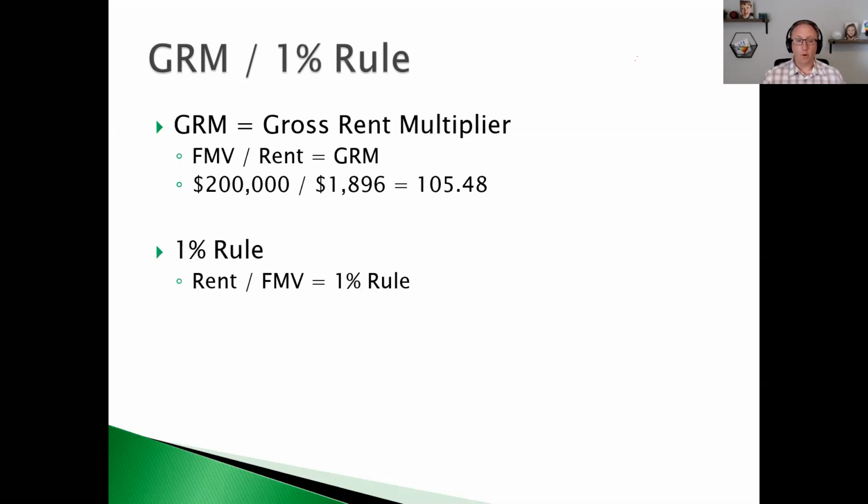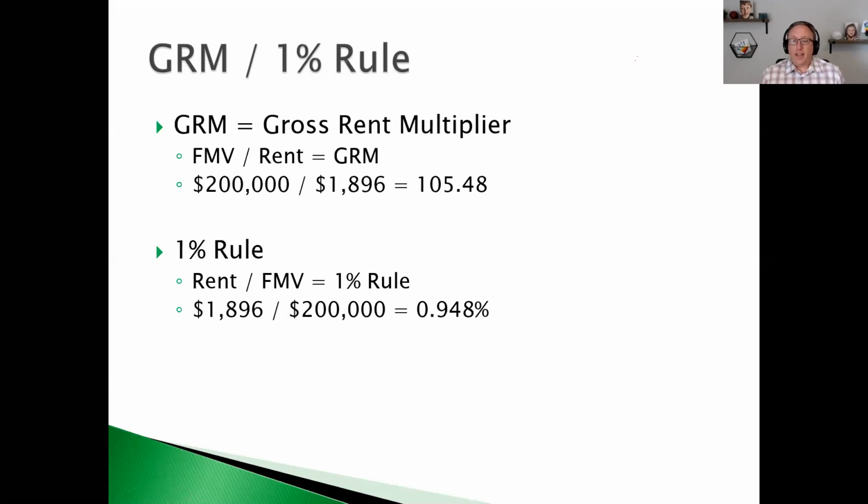And then for the 1% rule, we're gonna switch the numbers. 1,896 divided by 200,000 equals, now it's not 1%, but it's pretty darn close, 0.948%, okay? So the 1% in this case would be if it was $2,000 a month in rent and a $200,000 purchase price, that would equal 1%. The rent is a little less, and therefore the 1% is a little lower. It's not 1%, it's less than 1%.